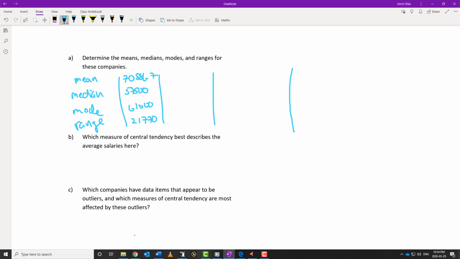So the second company, I think I have in my notes, the mean is 86,013, median is 59,000, mode is 96,500, and the range is 30,970. And I hope that's right, because I can't even read my own handwriting. Okay, so the mean for the last company is 62,480. The median is 58,900. The mode is 55,250. And the range is 42,250.